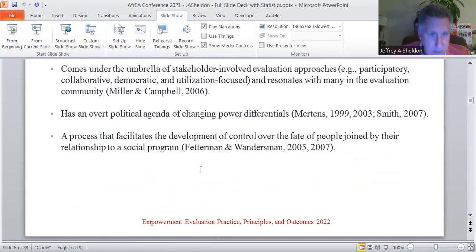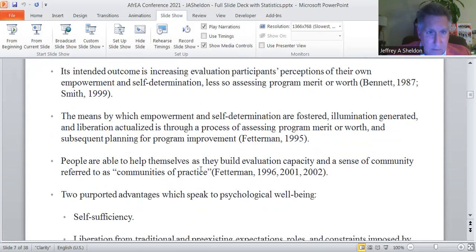Okay, let's go up here a little bit, a little bit more on empowerment. We've got a couple more slides of this. So its intended outcome is increasing the participants' perception of their own empowerment and self-determination. As I've been saying all along, it's less about assessing a program's merit or worth. Ironically, though, it's in the process of assessing a program or intervention's merit or worth that empowerment and self-determination are purported to take place, the increase in self-determination, the increase in empowerment.